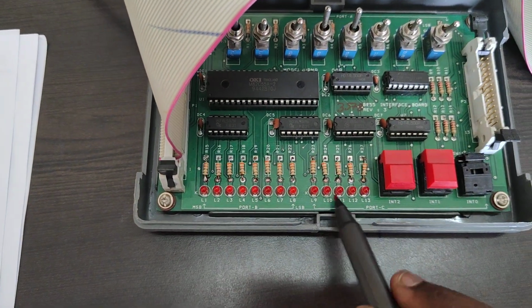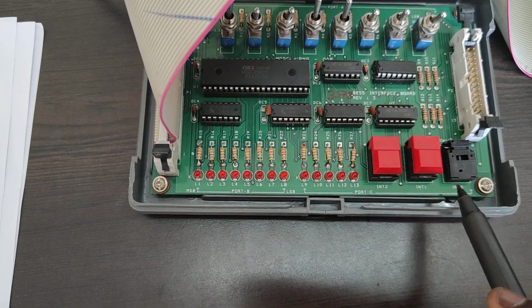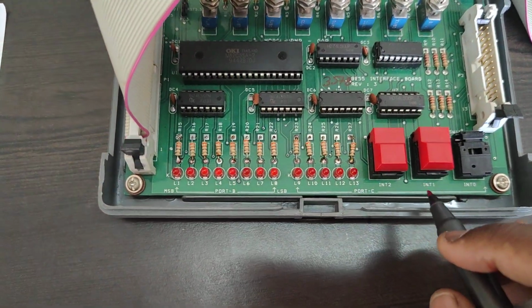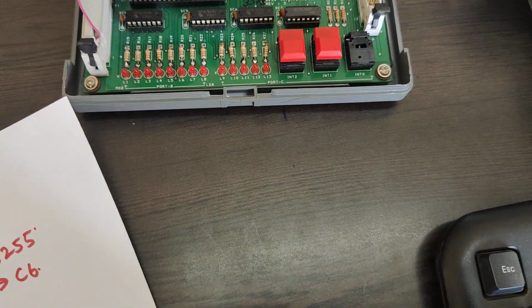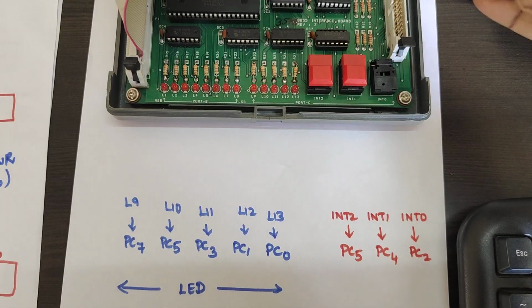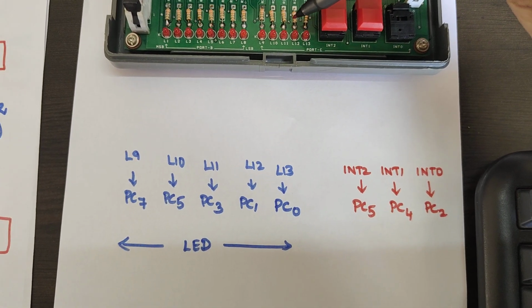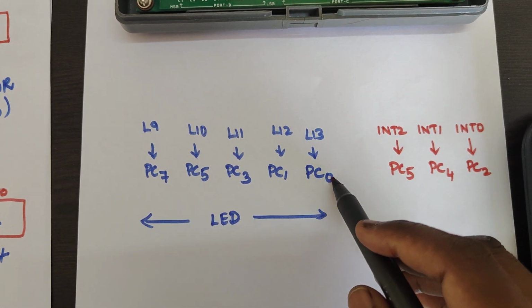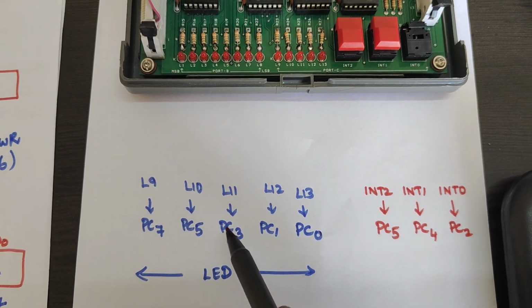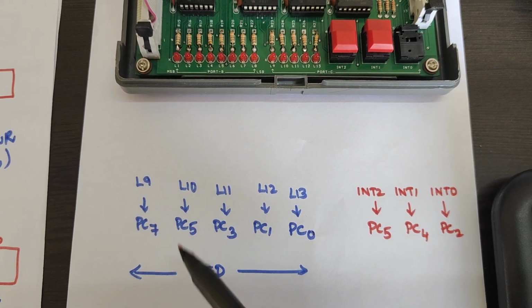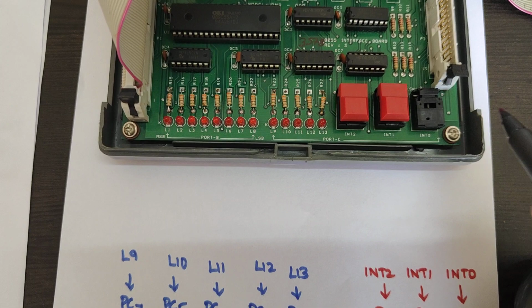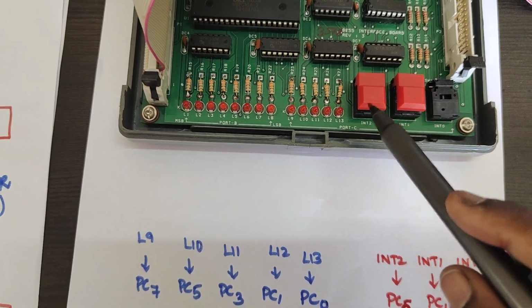Before executing, I'll show the kit of your 8255. I told you this is your port C. We have a total of 8 bits. Here, 5 bits will be considered as LED outputs. So this is your L13, L11, L12, L11, L10 and L9. These corresponding LEDs will act for your port C0, 1, 3, 5 and 7. Port C2, 4 and 6 will act as interrupts.